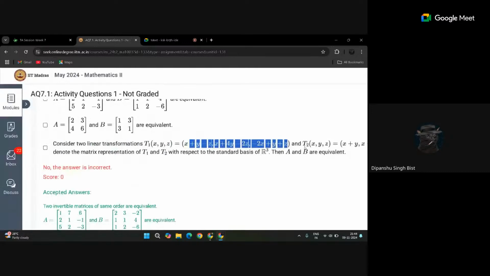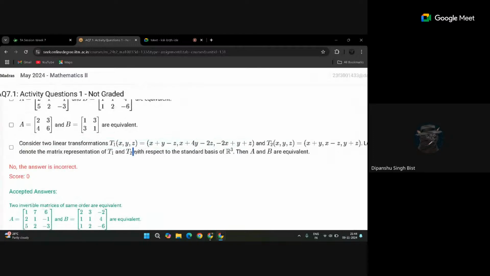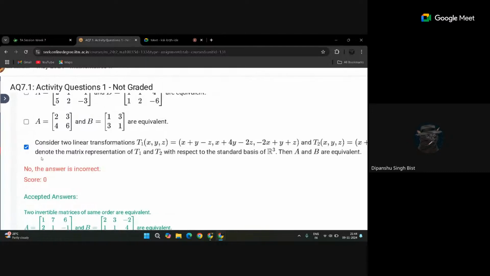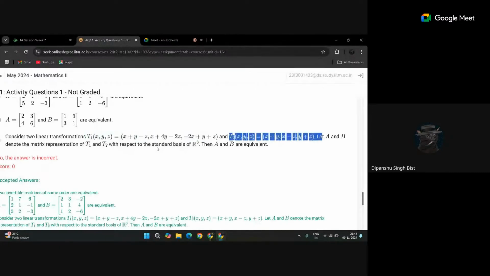Consider two linear transformations. Let A and B denote the matrix representation of T1 and T2 with respect to the standard basis of R3. Then A and B are equivalent. What about this option? You have got two transformations, and you want to comment on the transformation matrix of both the transformations. How can we do that?